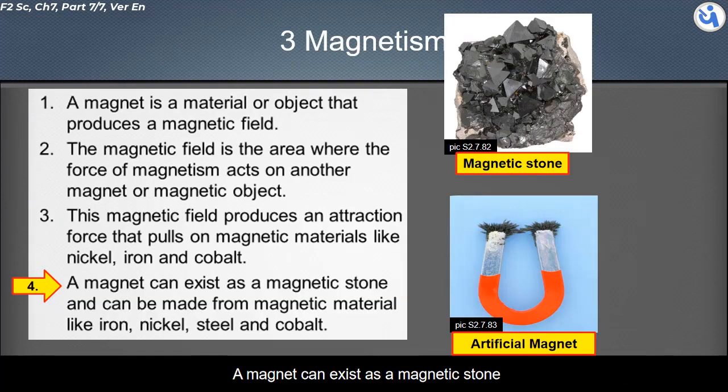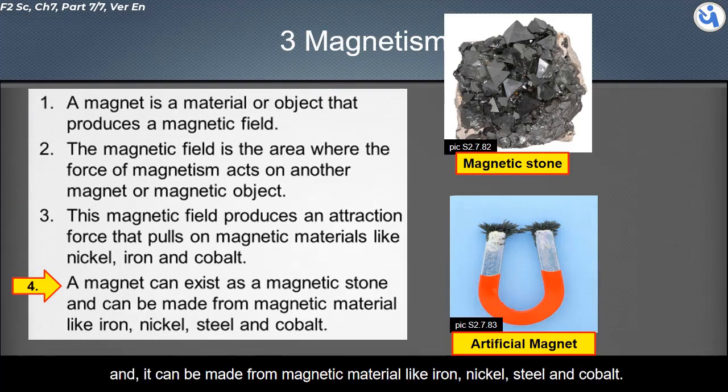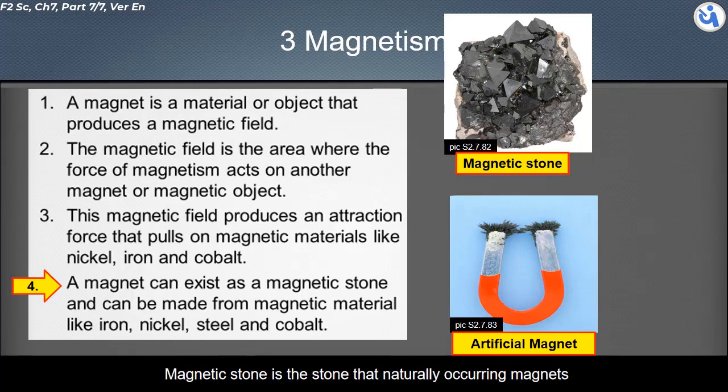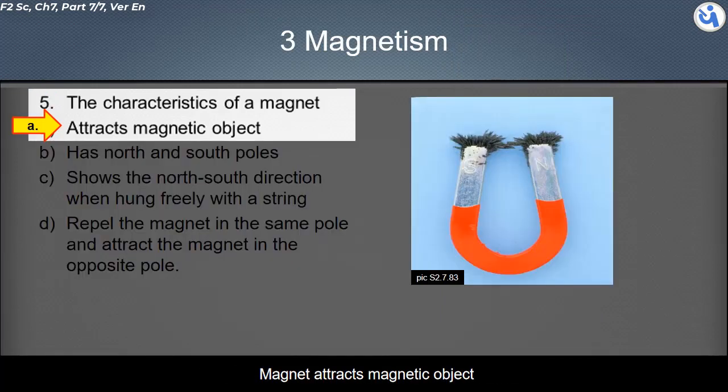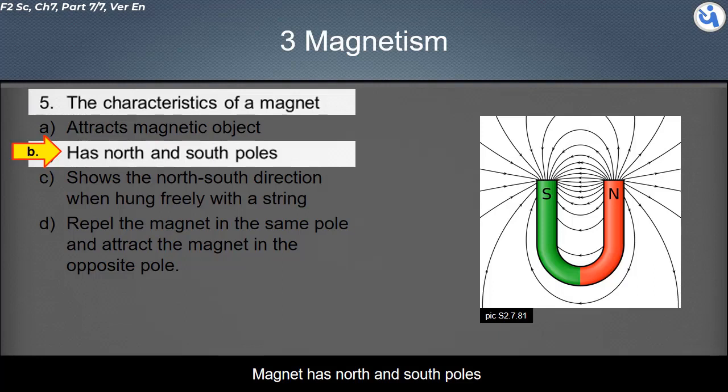A magnet can exist as a magnetic stone, and it can be made from magnetic material like iron, nickel, steel, and cobalt. Magnetic stone is the stone that is a naturally occurring magnet. The following are the characteristics of a magnet. Magnet attracts magnetic objects. Magnet has north and south poles.